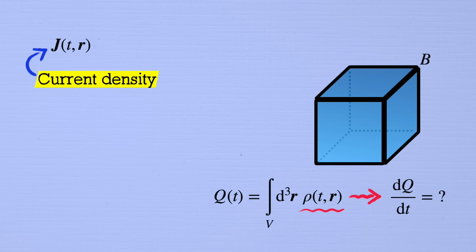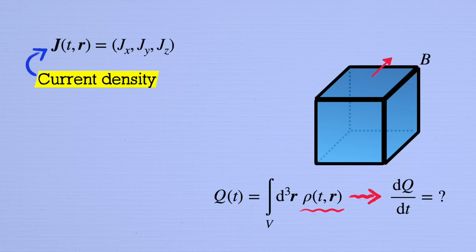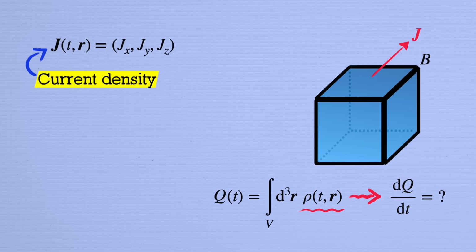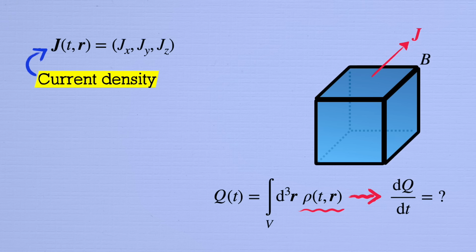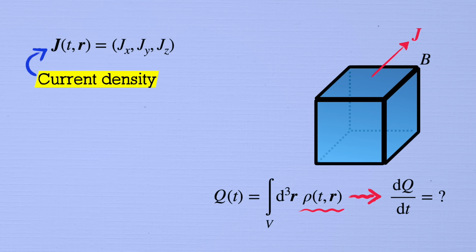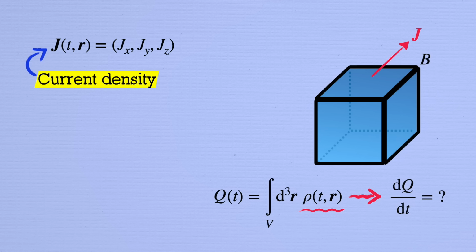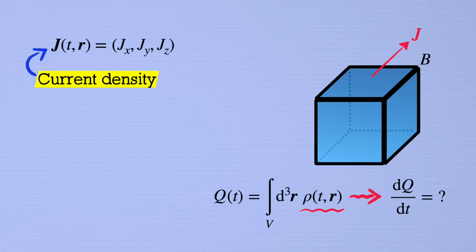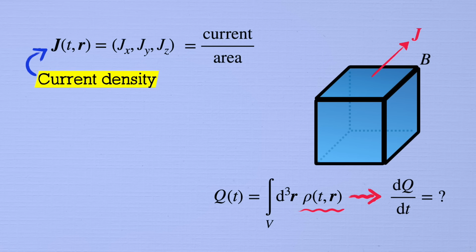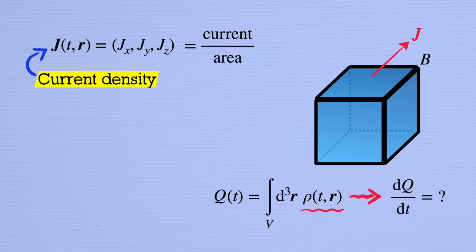But there are some important differences between ρ and J. Note first of all that J is a vector, with components Jx, Jy, and Jz, because a current can flow in any direction in space. Also, whereas ρ was the amount of charge per unit volume, which we used to find the total amount of charge inside the box, with J, we want to find the amount of current flowing out through the boundary surface. We therefore define J to be the current per unit area, rather than per unit volume.